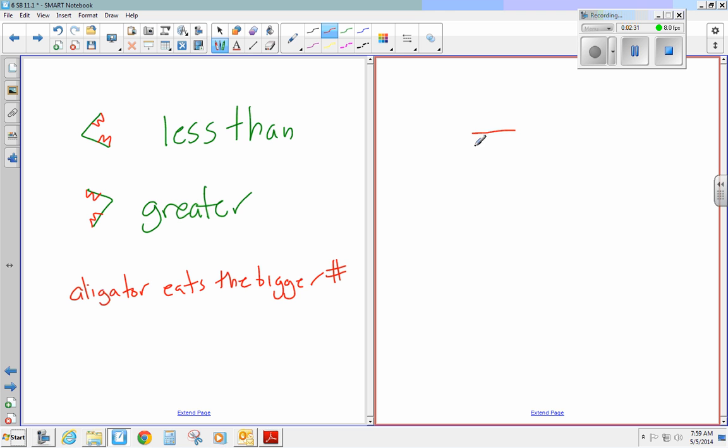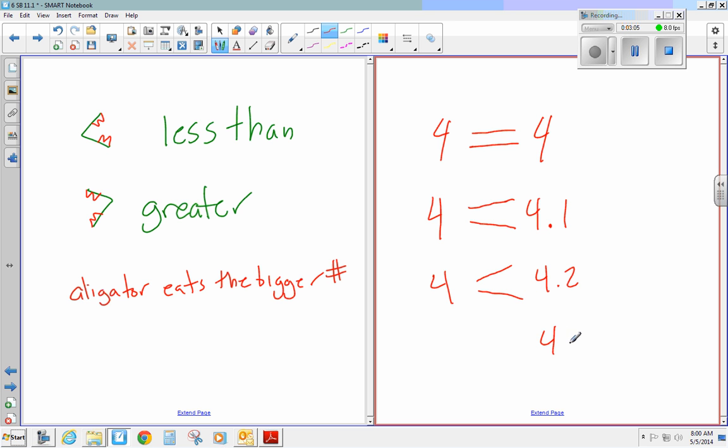Now, what I'd like you to look at is something a little different. You know that 4 is equal to 4. This is an equal to sign. Now, let's say this is 4 and this is 4.1. Now, this side here, they were equal. You see how this equal to sign is starting to get bigger on the right and smaller on the left? As that 4.2 gets bigger and bigger, the equal to sign becomes more and more angled.